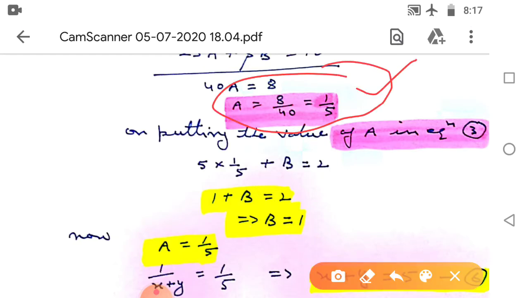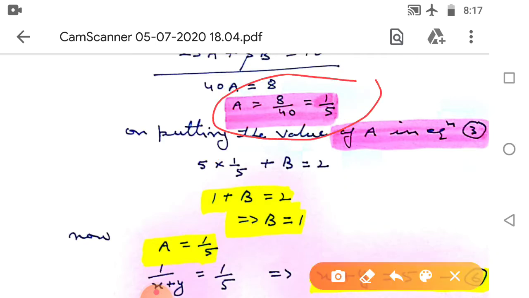Now after putting the value of a in equation 3, we get 5 into 1 by 5 plus b is equal to 2. So 1 plus b is equal to 2 and b is equal to 1, right? So the value of a is 1 by 5, the value of b is 1.